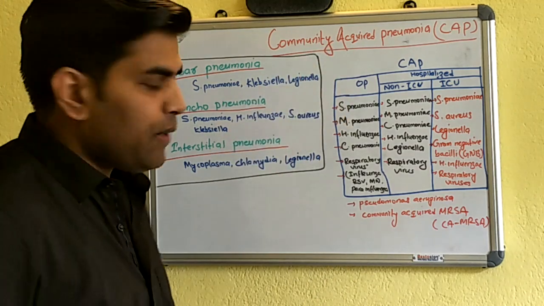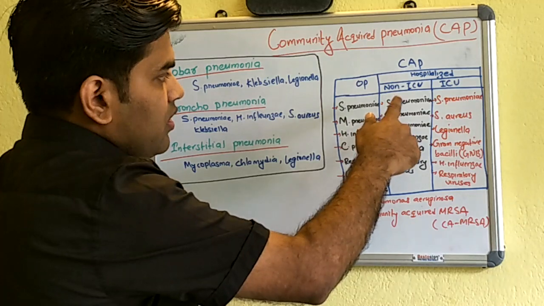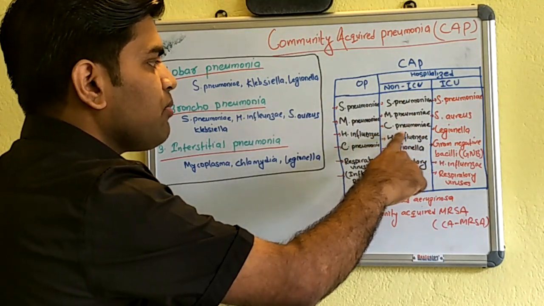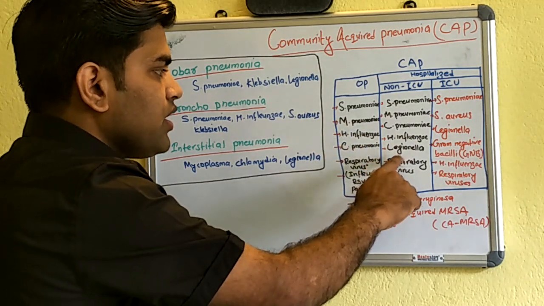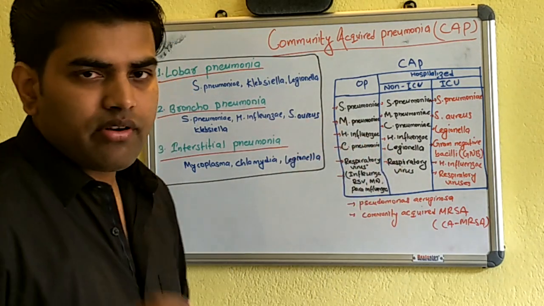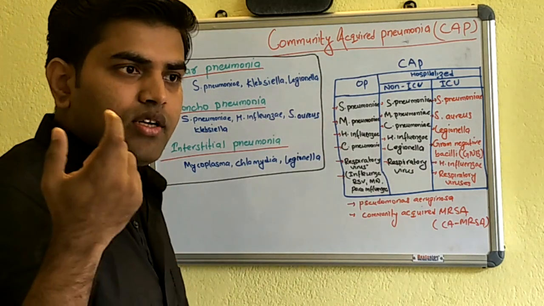community acquired pneumonia. For hospitalized patients with community acquired pneumonia, the organisms are almost the same: Streptococcus pneumoniae, Mycoplasma pneumoniae, Chlamydia pneumoniae, Haemophilus influenzae. The additional one is Legionella.